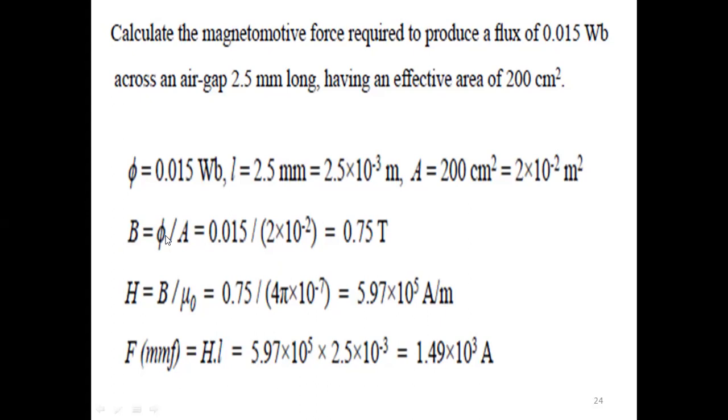B equal to phi by A. Phi is given here, and A is given here. So phi by A you can write down here as 0.75, that is 0.015 divided by 2 into 10 to the power of -2.